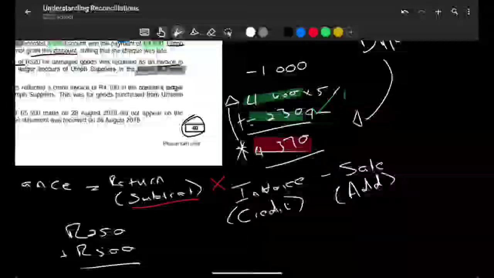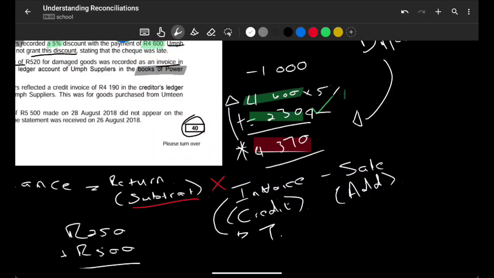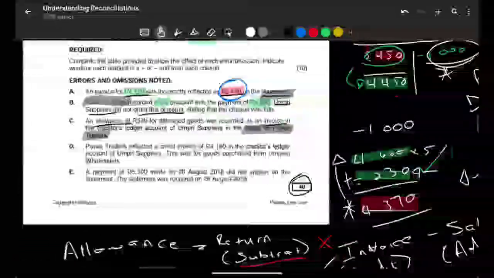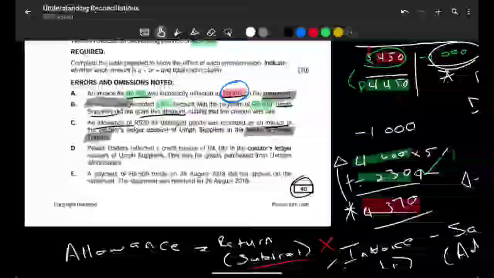Invoice, if you think about it, is like a till slip, right? Go to ShopRite, buy yourself a cold drink or an energy drink, and they give you a till slip. That's like an invoice you bought with, right? So the same thing here. An invoice is a till slip. It's an addition, right? So Power Traders reflected a credit invoice. We know that invoice means an increase in the creditor's ledger account of suppliers. This was for goods purchased from Umteen Wholesalers.